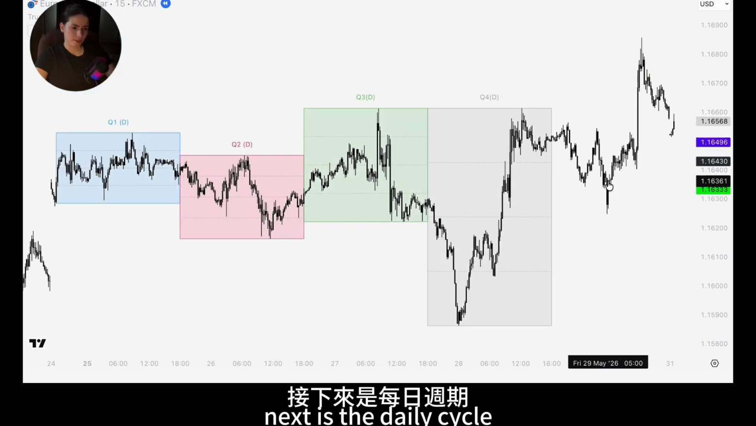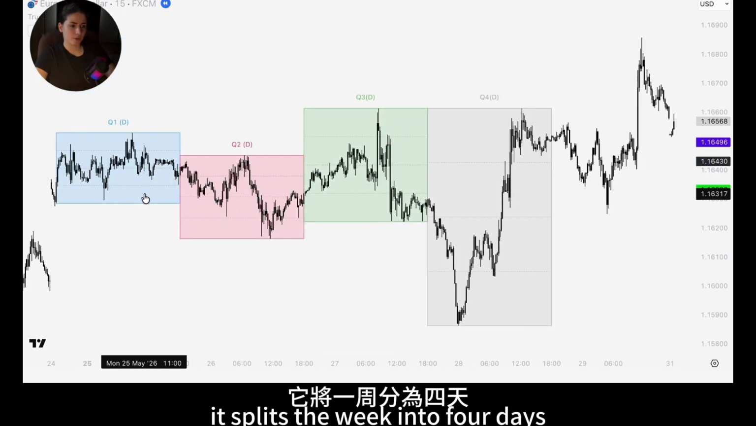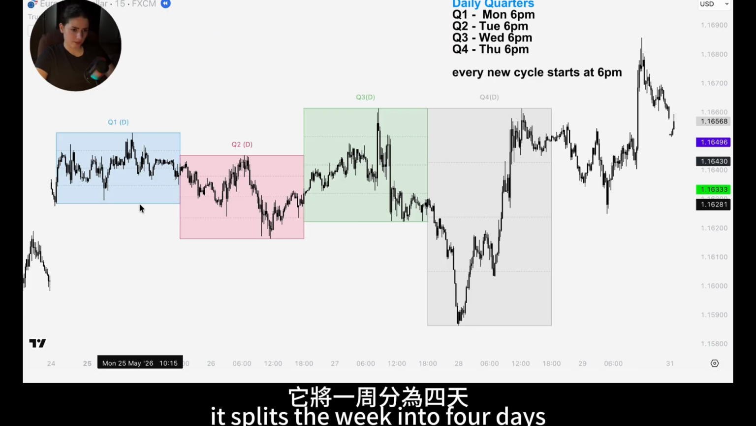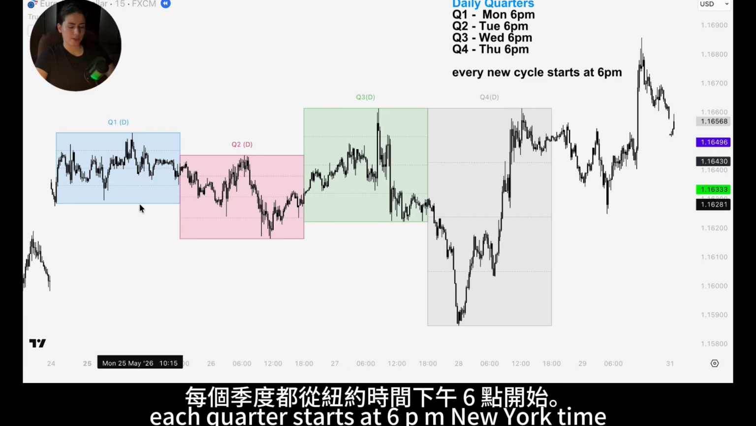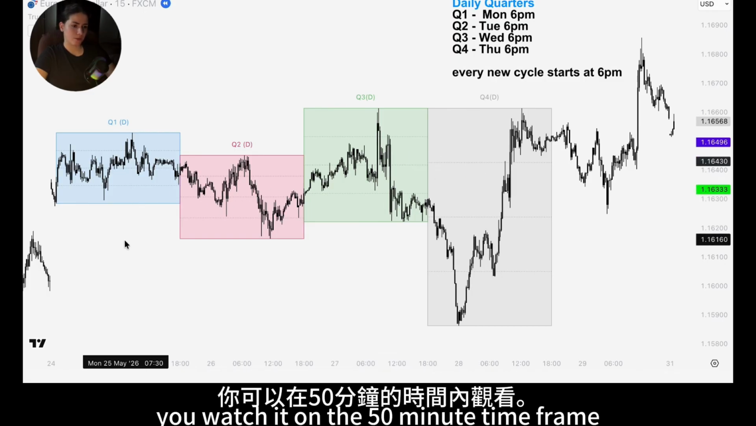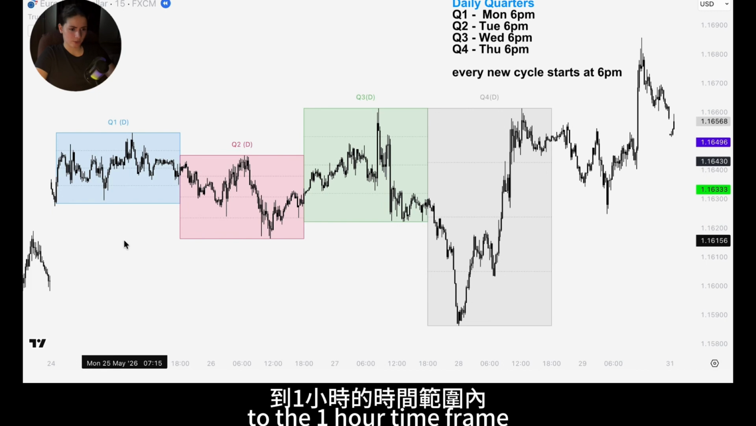Next is the daily cycle. It splits the week into 4 days, from Monday to Thursday. Each quarter starts at 6 p.m. New York time. You watch it on the 50-minute time frame to the 1 hour time frame.